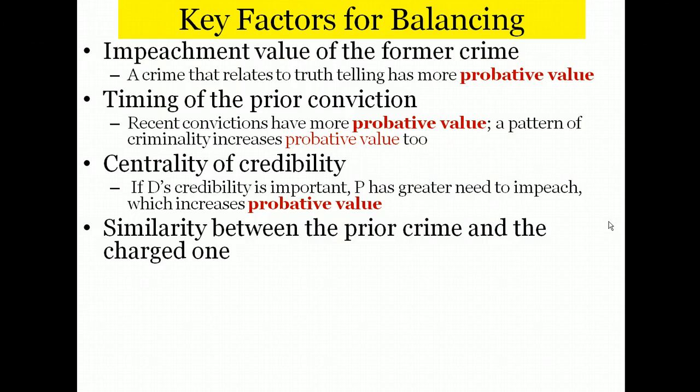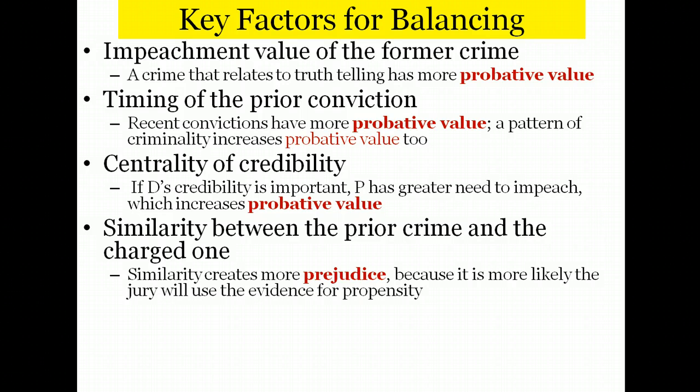Fourth, the courts look at the similarity between the prior crime and the charged crime. This factor goes to prejudice. The more similarity there is, the more prejudice there is, because it is more likely that the jury will use the evidence as proof of propensity. Remember, under Rule 609, the only legitimate purpose for offering the evidence is to show the jury that the witness is not credible, that the witness is prone to lie.